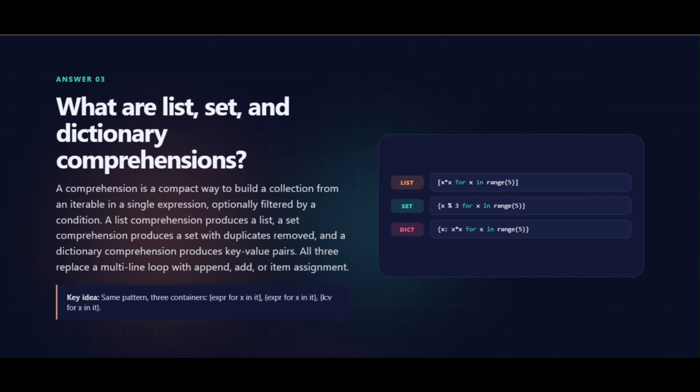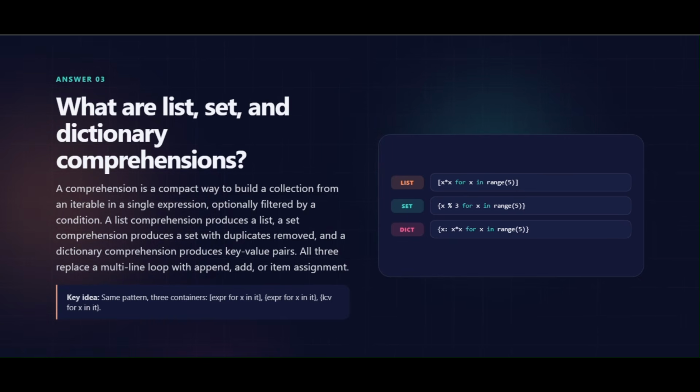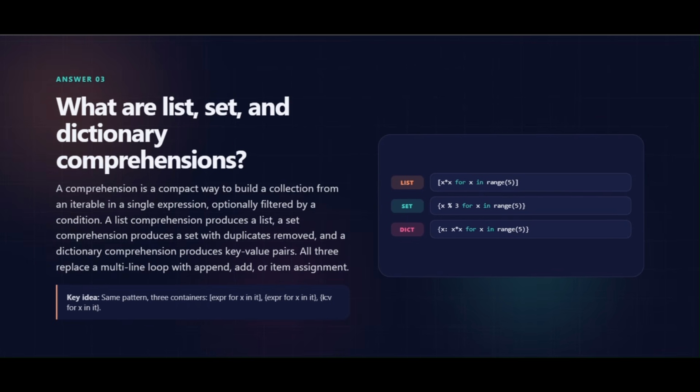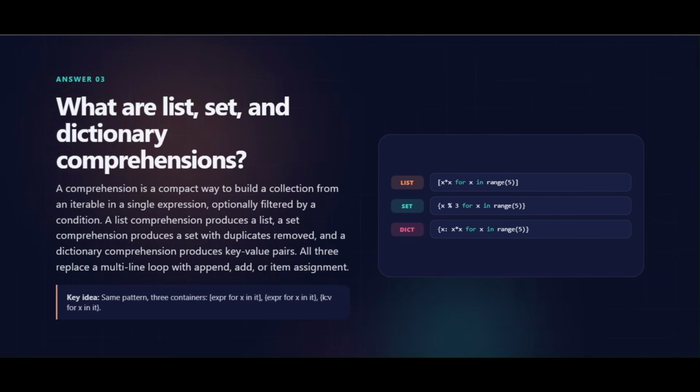A comprehension is a compact way to build a collection from an iterable in a single expression, optionally filtered by a condition. A list comprehension produces a list, a set comprehension produces a set with duplicates removed, and a dictionary comprehension produces key value pairs. All three replace a multi-line loop with append, add, or item assignment. Key idea: same pattern, three containers.